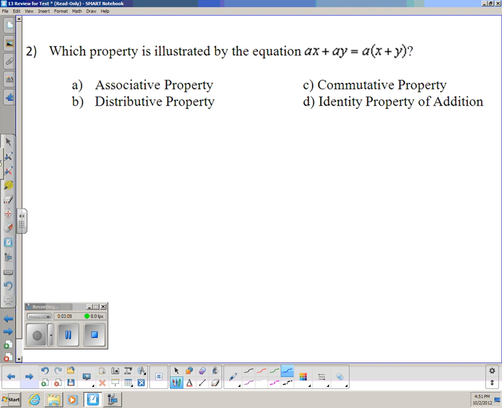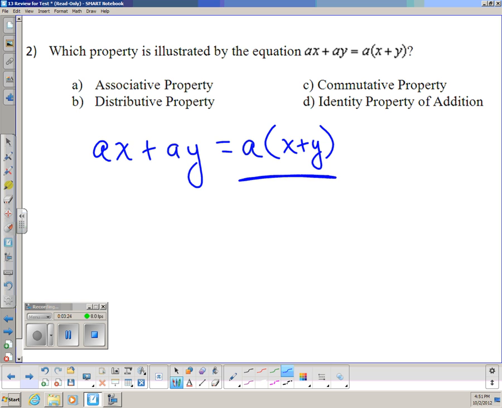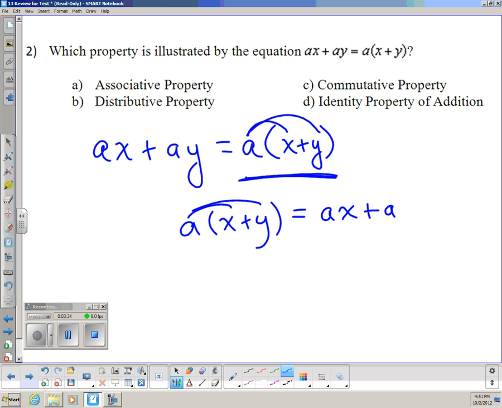All right, so number 2 says, which property is illustrated by the equation ax plus ay equals a times, in parentheses, x plus y? You're used to looking at this the other way. You're used to kind of looking at this part first. And if you notice, if I had a parentheses x plus y, I would distribute the a to get ax plus ay. That is the distributive property.